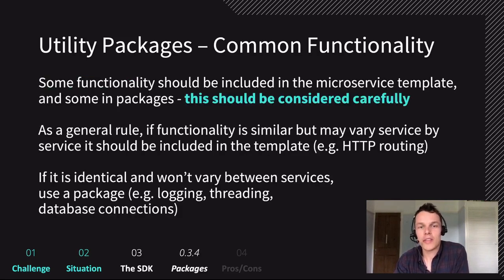When deciding whether to put this common functionality into a package or into a template, it should be considered carefully, because anything you put into a template, if you want to update it later, you have to update it in every service. But as a general rule, if the function may change anyway in a service, so like you might add an extra endpoint in the routing, then you should include this in the template rather than in a package. If the functionality won't actually vary and may be updated, then put it in a package so that each microservice can just use it.